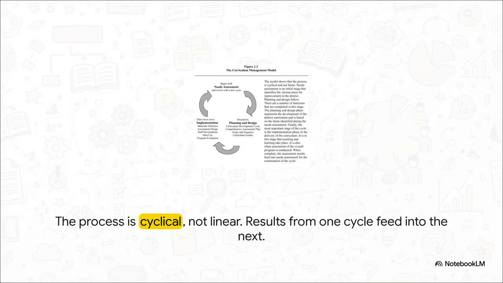And here we can see the whole process in action. It's this continuous loop. It all kicks off with a needs assessment, basically figuring out where you are right now. That information then fuels the planning and design phase. From there, you move into implementation. And here's the magic part. The results from that implementation, they feed right back into the beginning, starting the whole process over. It's all about constant improvement.